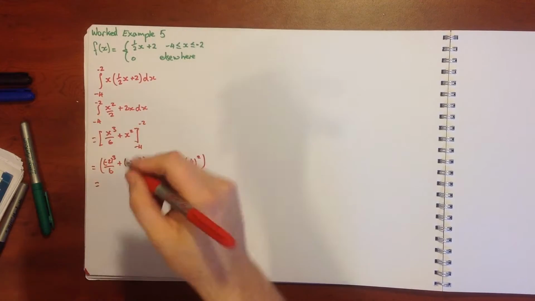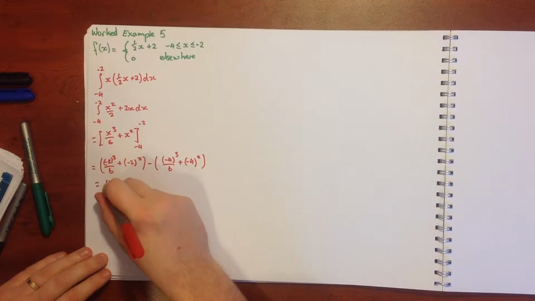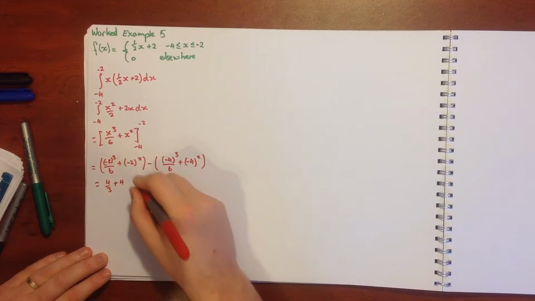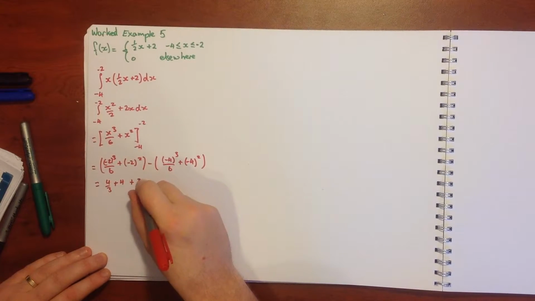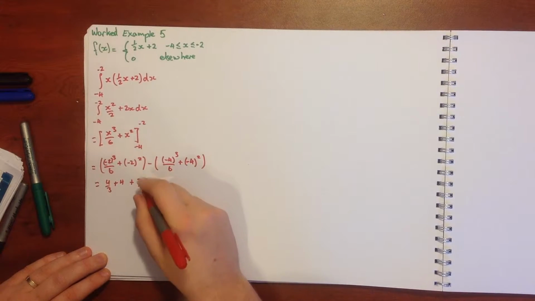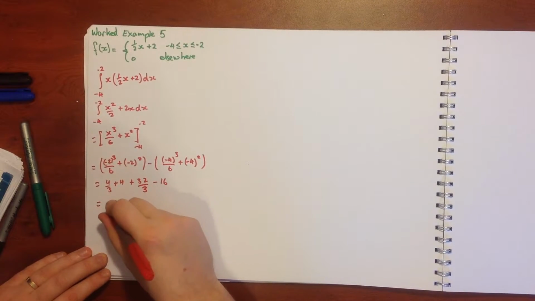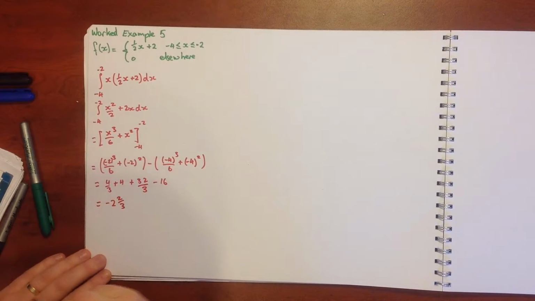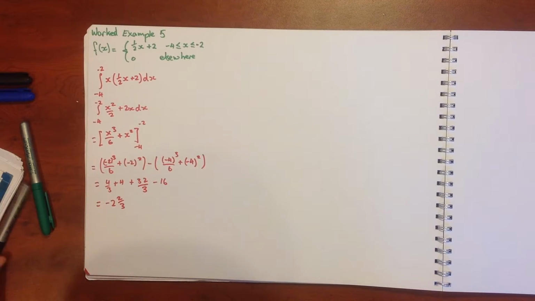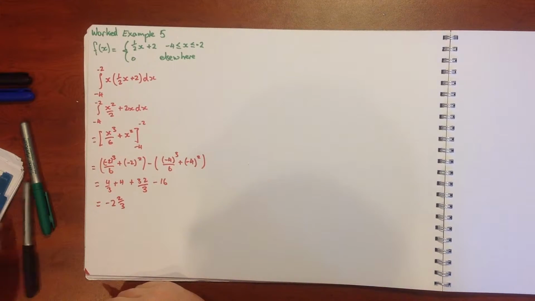When we do that, we get 4/3 plus 4, plus 32/3, minus 16, which equals negative 2 and 2/3. So that would be our mean. For part B, we've got to do our median.